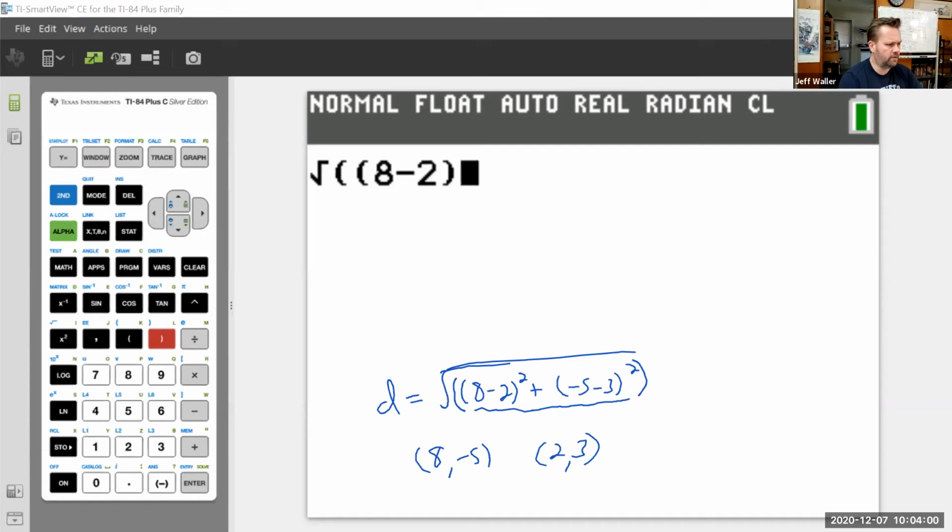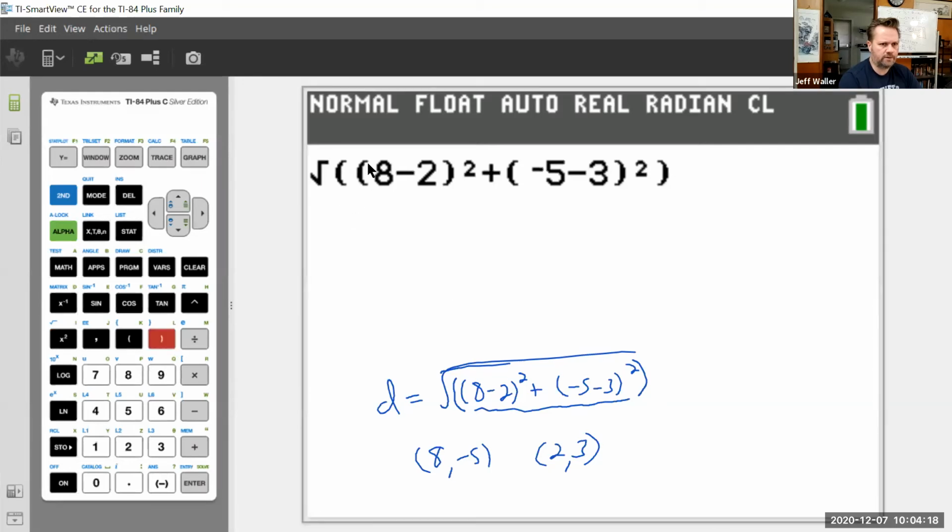Okay, there you go. And then you keep going. 8 minus 2 squared, plus parenthesis, -5 minus 3 parenthesis squared. And then I can finally close the parenthesis, because now this is together, and this one closes that one because I've got everything in that I want.